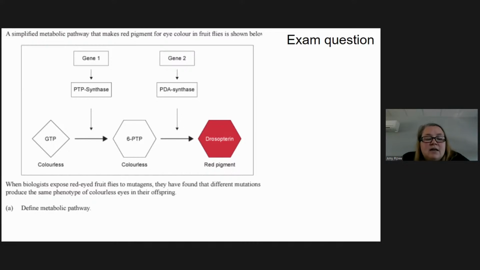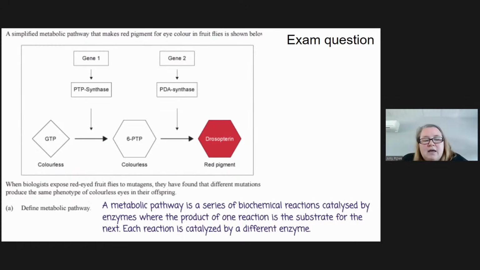The first one starts, define a metabolic pathway. So we will come back to this diagram, but let's move on and define our metabolic pathway. It is a series of biochemical reactions that are catalyzed by enzymes where the product of one reaction is the substrate for the next. Each reaction is catalyzed by a different enzyme. You might also say that each enzyme is coded for by a different gene.